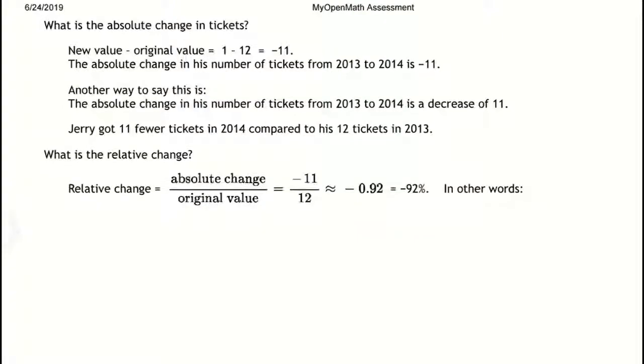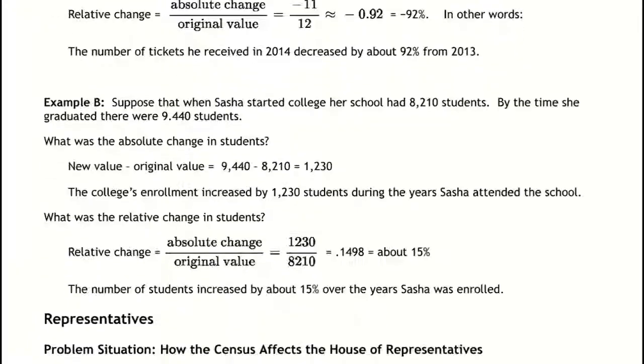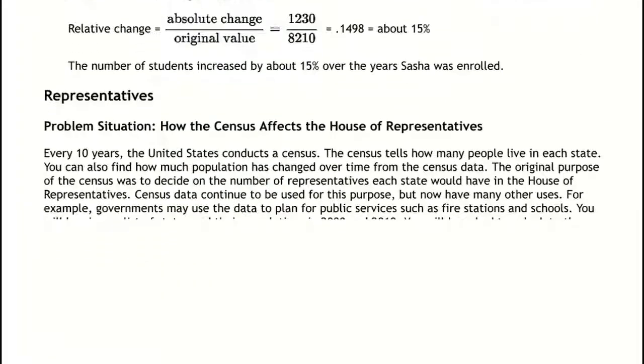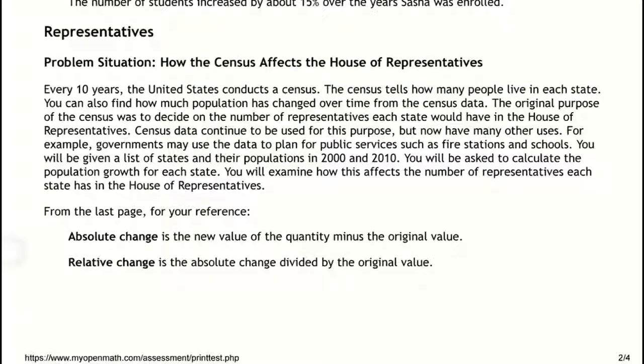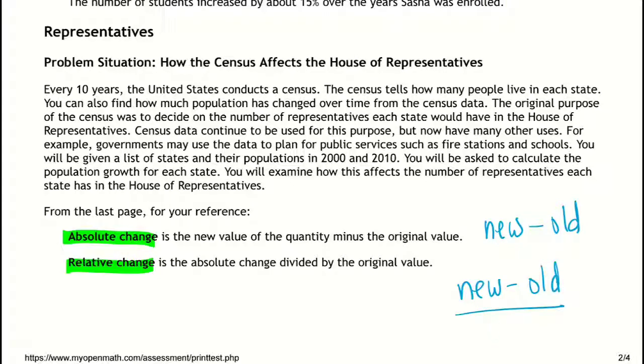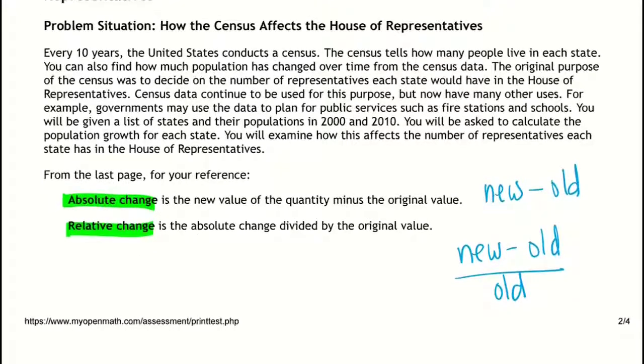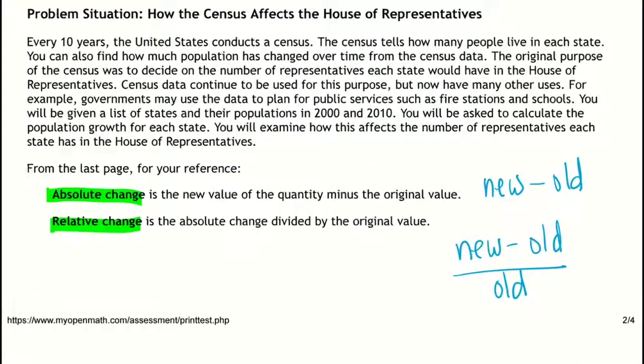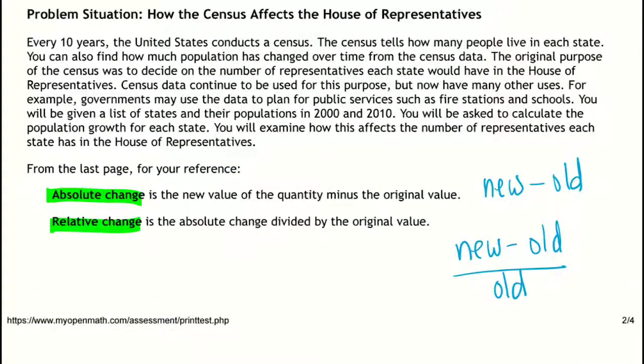So let's look at some examples of absolute and relative and percent change. So we're looking at the census on the House of Representatives. Absolute change we're going to subtract, so we're going to take the new value minus the old, whereas relative change we're going to do that new minus old, but then we're going to divide by whatever the old or original value was. Percent change is after that we would multiply by 100%.